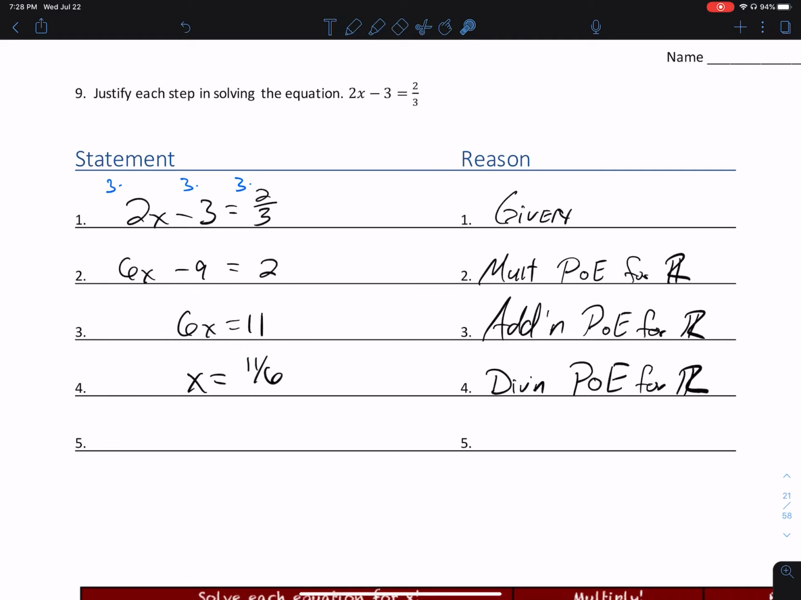The answer is a fraction, which is fine, because I don't really have a choice. X is going to equal this number. If I try to get rid of my fraction like I did up here, I'm going to end up with 6x equals 11, which is counterproductive. I need to get x by itself. So I don't necessarily like to work with fractions, but having a fraction as an answer is fine.